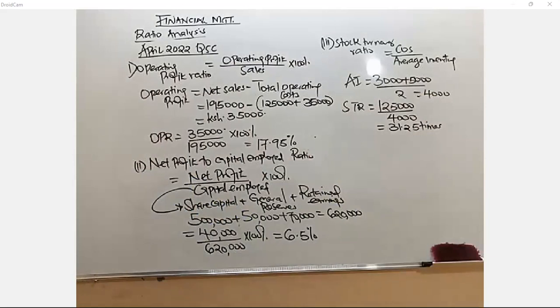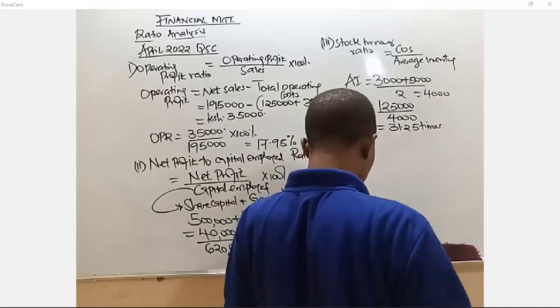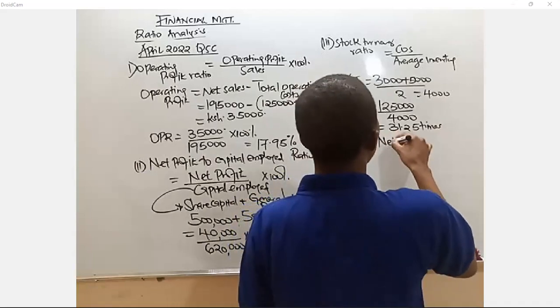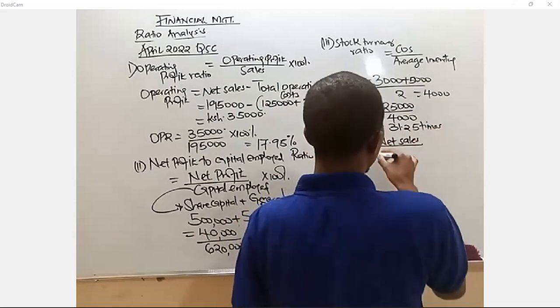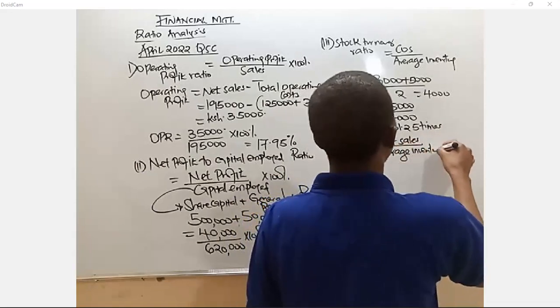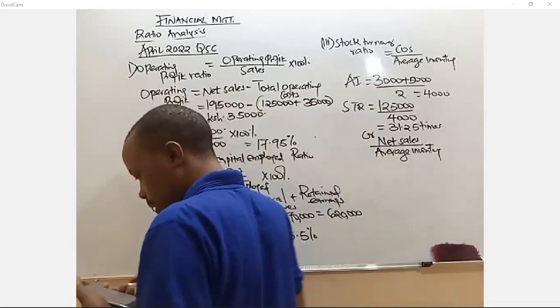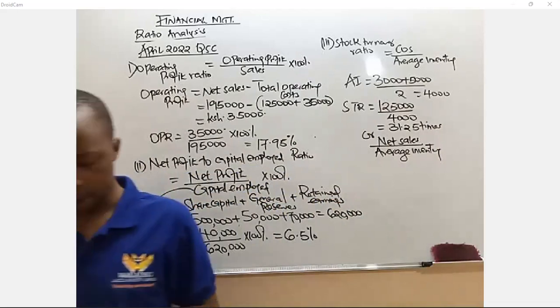Now, there is an alternative method to calculate this. You can take your net sales and divide by the average inventory, and see whether you are getting the same answer. No, that is wrong. This is wrong, sorry.